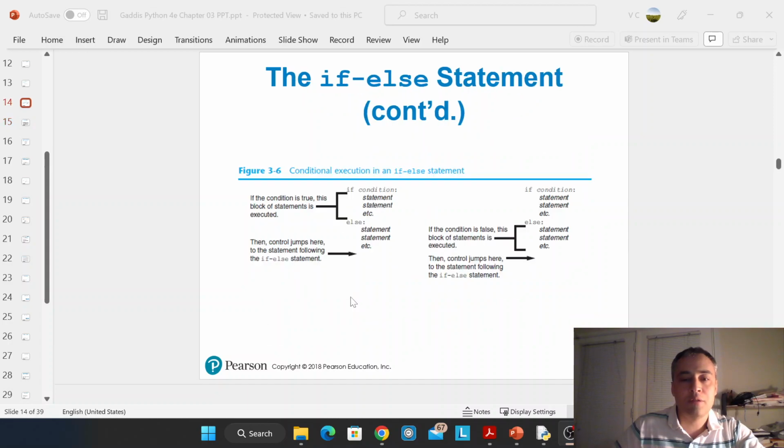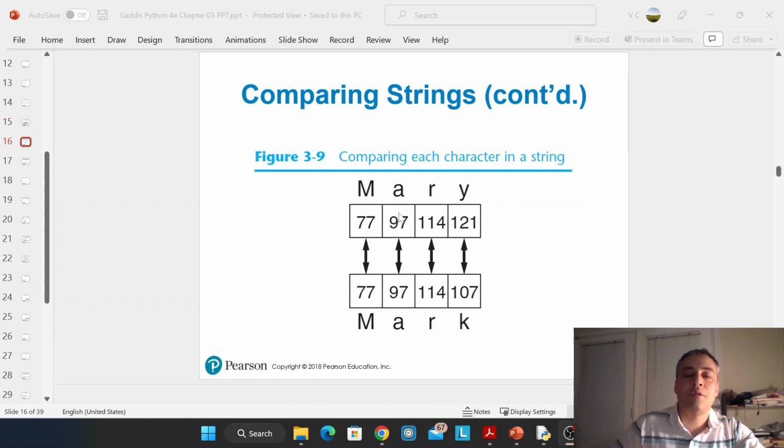Before we do that, let's do a comparison between the words Mary and Mark. So M corresponds to 77, that is the first letter, they are the same. Second letter A, 97. R, 114, and Y corresponds to 121, and K, 207. Hence, Mary is bigger than Mark.